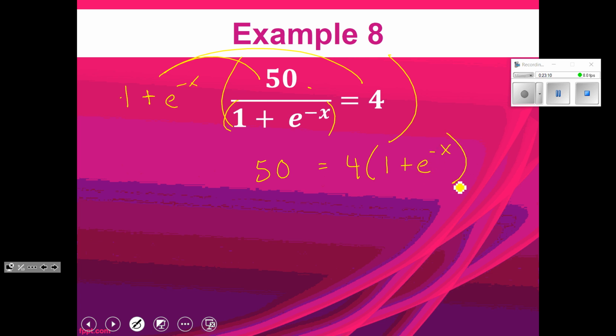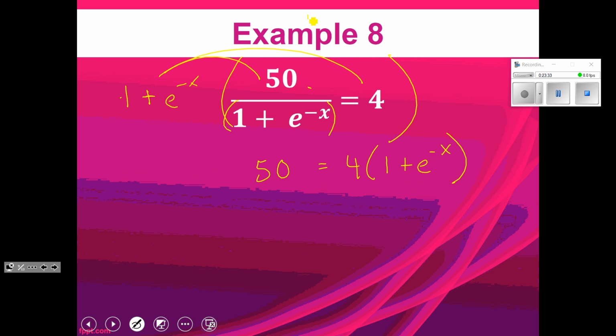Okay, and there's another way. You want to try to solve it from here? You can distribute. The book distributed and made this 4 and then 4e to the negative x. I divided by 4 first. Does that make sense? I got rid of it that way, and then I moved the 1 over. Isolate the e to the negative x, and then try to get rid of it.